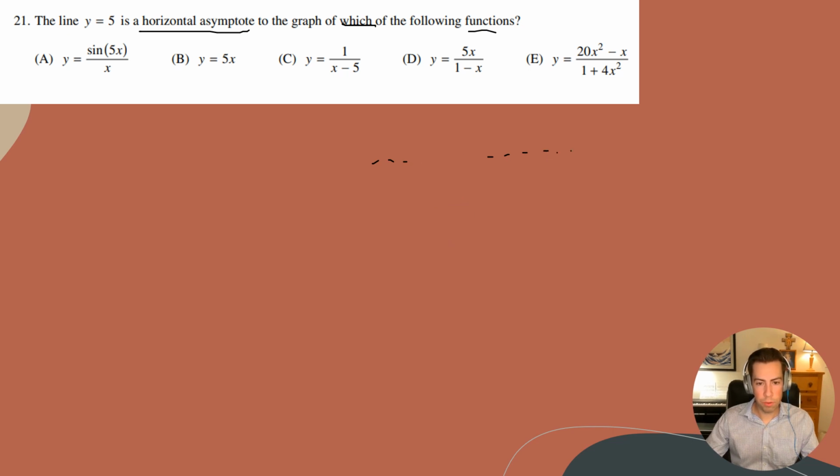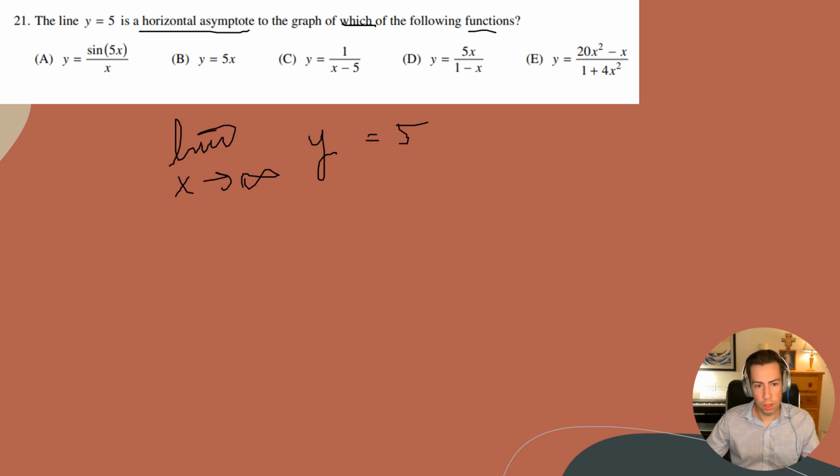So the way that we want to figure out if a function has a horizontal asymptote is essentially what this is saying: the limit as x approaches infinity for y has to equal 5. So that's basically what this is saying.